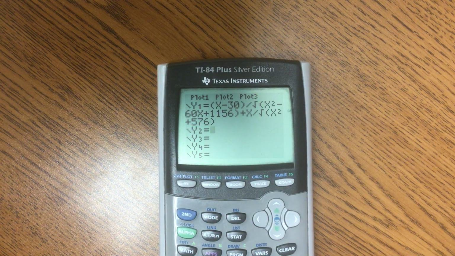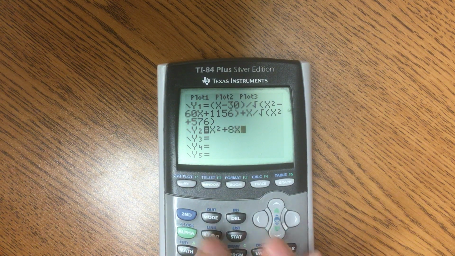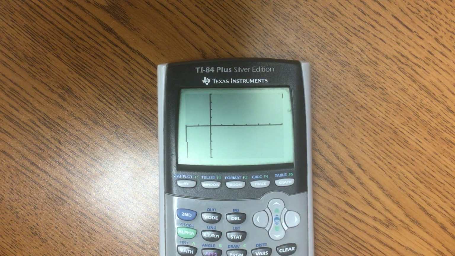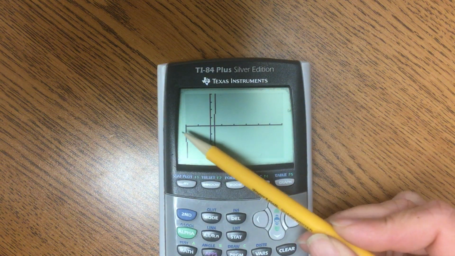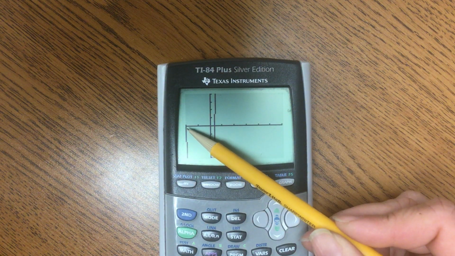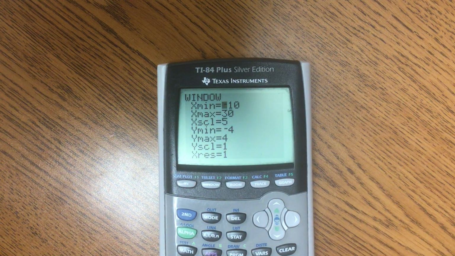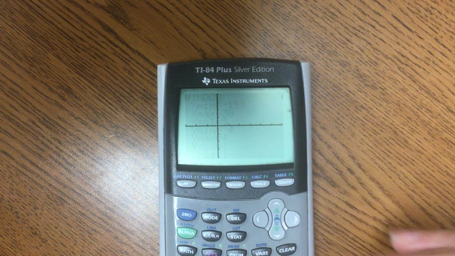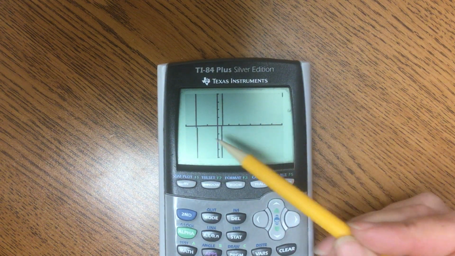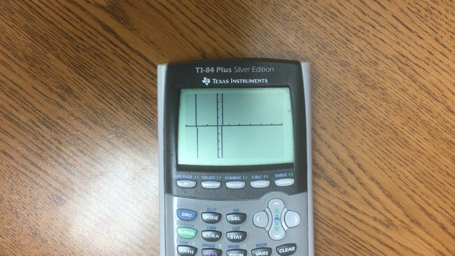So if I just have something like x squared plus 8x minus 20. Okay, if I hit graph, that's a parabola. It should cross twice. And it doesn't look like I can see the other side very well, so I need to change my window. So hit your window. I need to make my x min less, so let me make it negative 15 and hit graph. And so now I can see those two zeros.